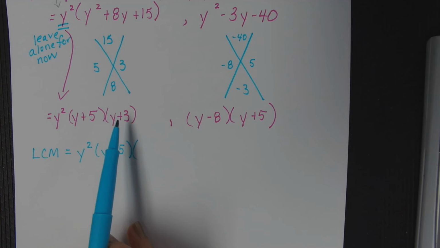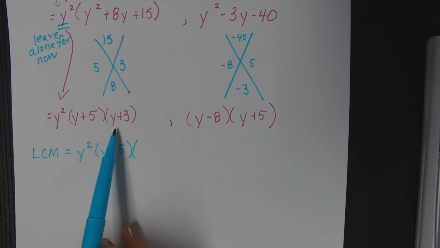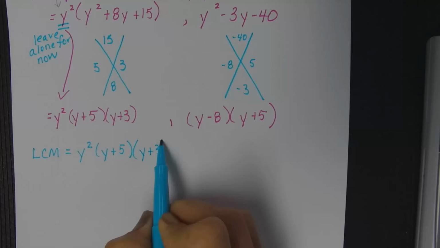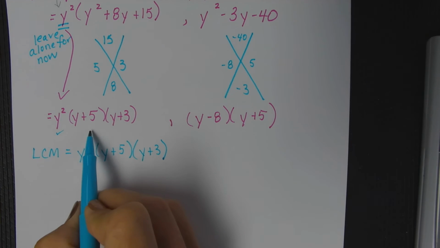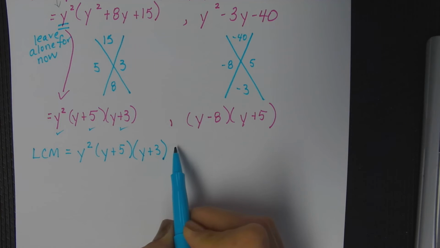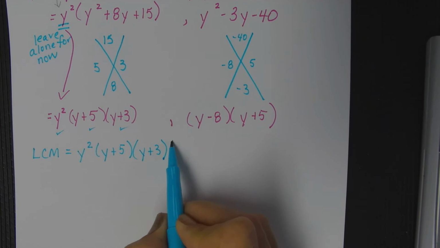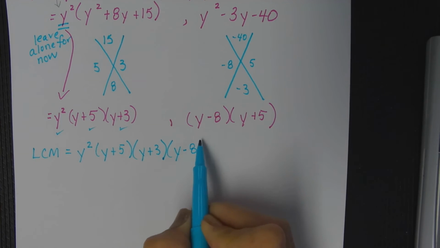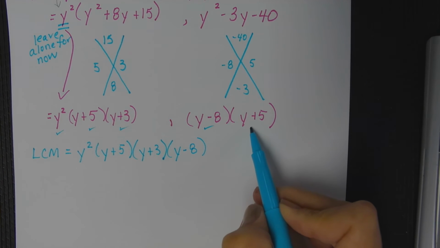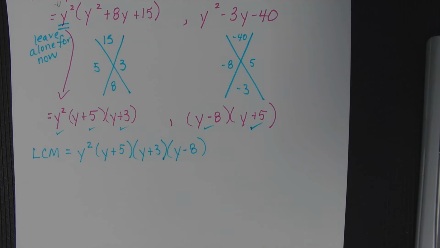Let's keep going. Y plus 3 is once here. Do you see it again? No, once. So we've done that. I'm gonna do checks. Have we looked at a y minus 8 yet? No, there's only one. Guess what? Write it. And y plus 5 we've already taken care of, and we're done. That is your least common multiple. That's it.